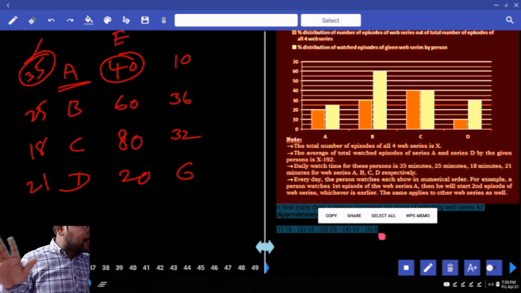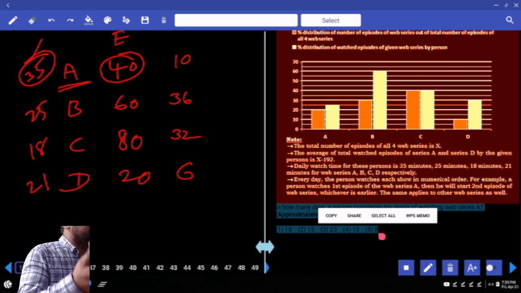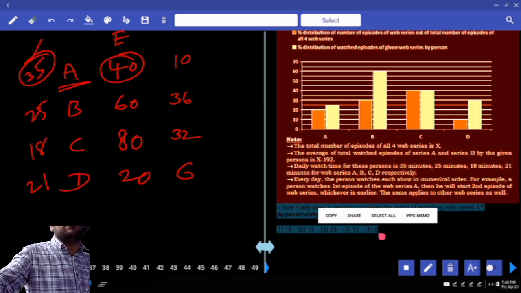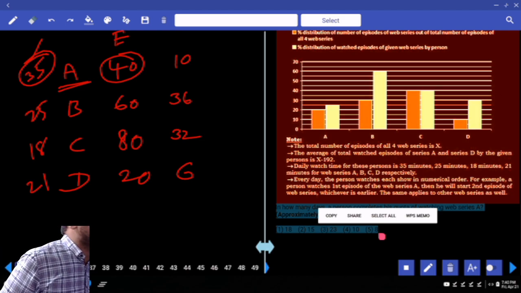They're talking about web series A. On web series A, a person generally allocates how many minutes per day? 35 minutes per day. If you want to complete web series A in total, how many episodes are there? 40 episodes. Each episode length is how much? 20 minutes. Therefore, the entire duration of web series A is 800 minutes. Daily you are allocating 35 minutes. How many days will it take?